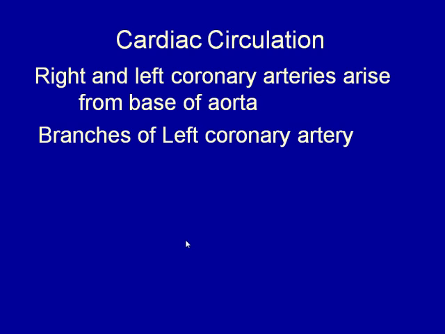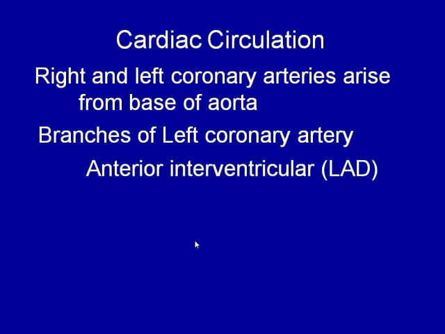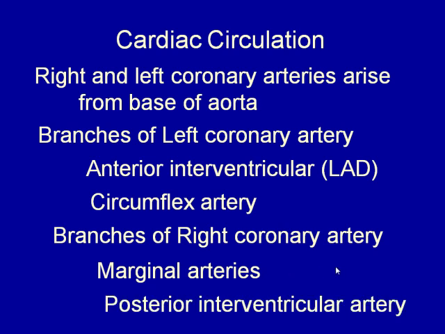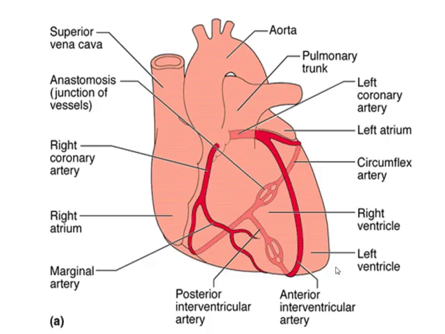The left coronary artery has two major branches. One is the anterior interventricular artery, sometimes called the LAD, for left anterior descending artery. The other branch is the circumflex artery. Then the right coronary artery has two major branches. They have the marginal arteries. There are one or more marginal arteries. It'll vary from person to person. And then we have the posterior interventricular artery.